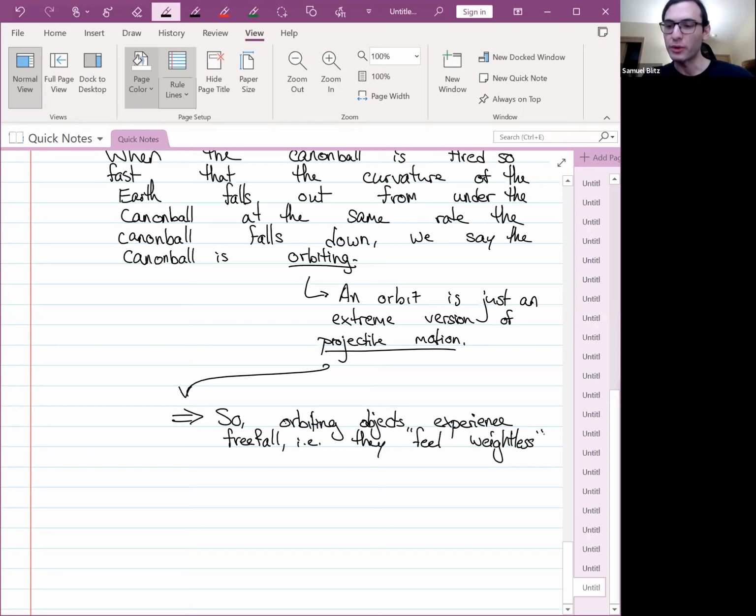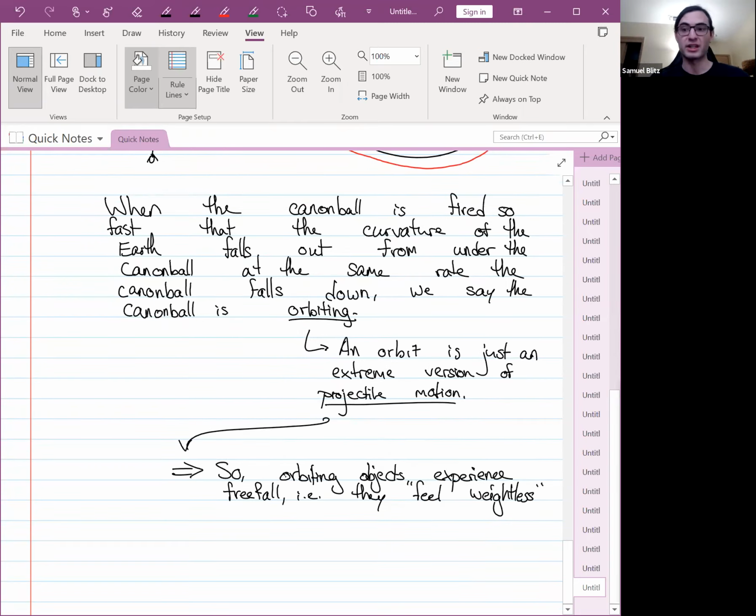Is this why the moon also orbits the Earth? Yeah. This is why the moon orbits the Earth for the exact same reason. The moon's just moving so fast that rather than falling, it falls away from it.